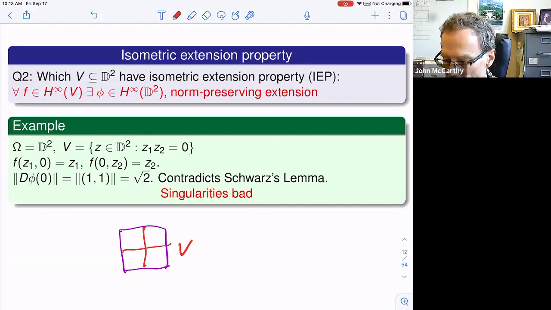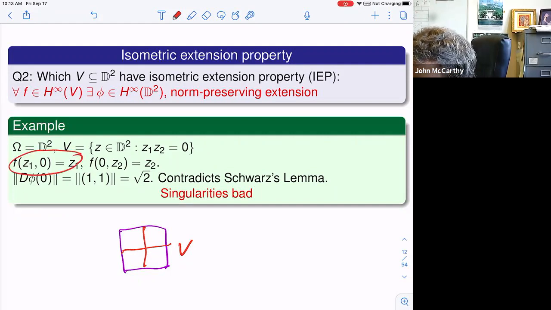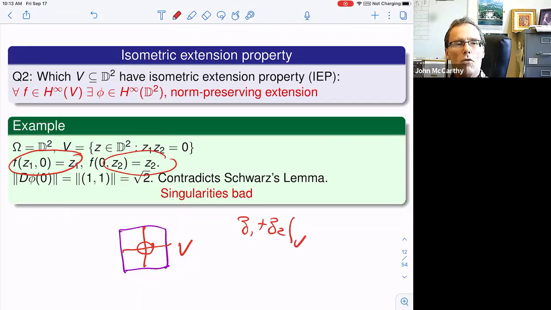On the horizontal disk, I define f to be Z1. On the vertical disk, I define it to be Z2. That's a holomorphic function. It's obviously holomorphic everywhere except at the double point. And to see it's holomorphic at the double point, you just observe that in a neighborhood of that double point, it agrees with the function Z1 plus Z2 restricted to V. So it is holomorphic, and it has norm 1 on V.